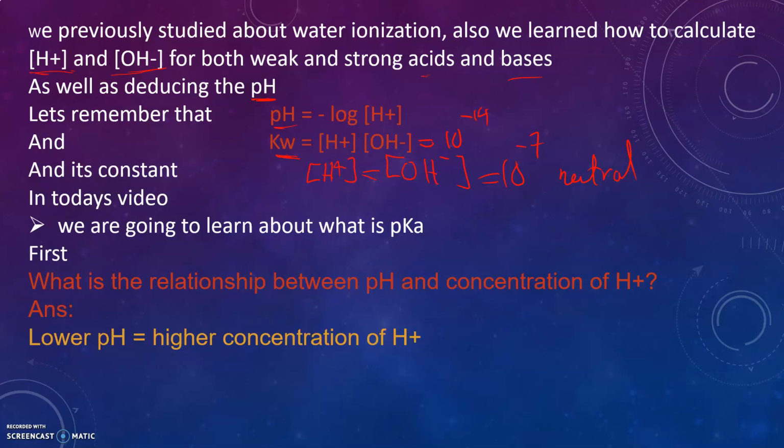Now we're going to learn what the term pKa is. First, let's answer this question: what is the relation between the pH and the concentration of hydrogen? This is an important question because later you will know why. As the pH gets lower, this means that the concentration of hydrogen is up. So if the pH decreases, the concentration of hydrogen increases. Just as simple.